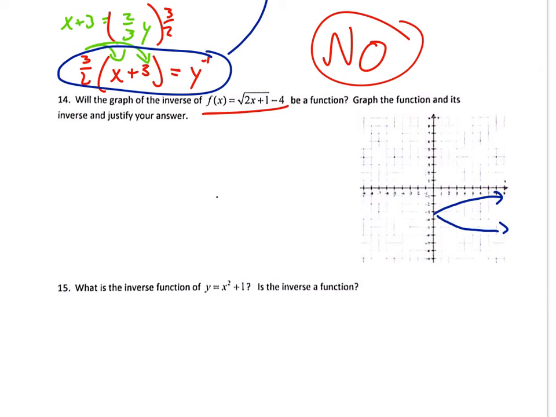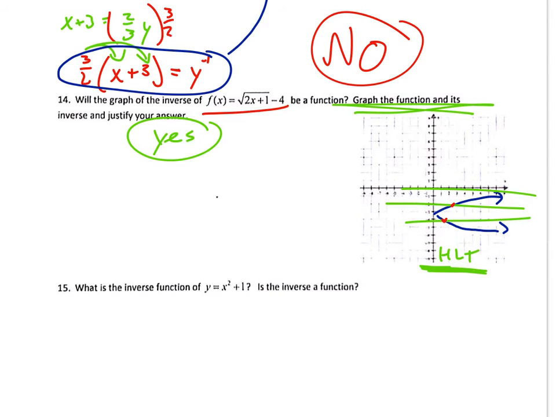And the question says, will the graph of the inverse of this be a function? Well, the inverse needs to pass my horizontal line test. So if we do the horizontal line test on this, we can see that everywhere it only intersects my graph one time. So since it only intersects at one time in each of these areas, we can say yes, the graph of the inverse will be a function because it passes my horizontal line test.